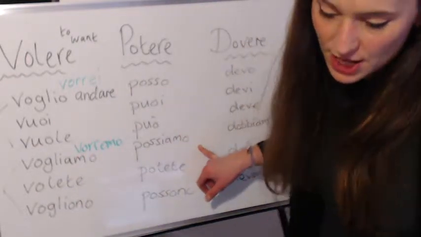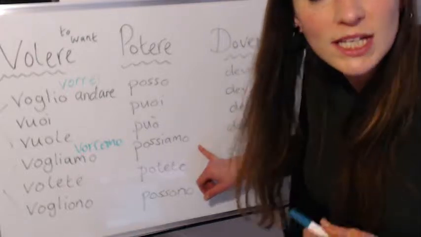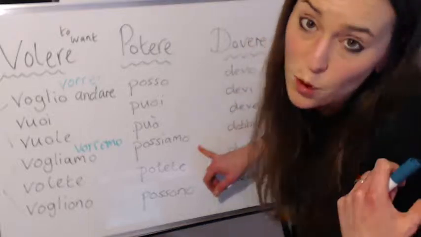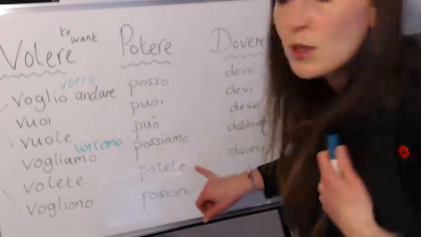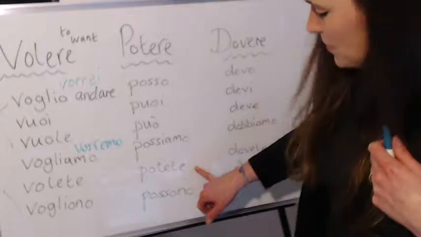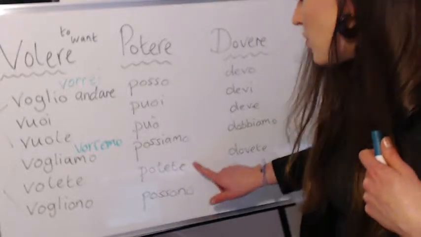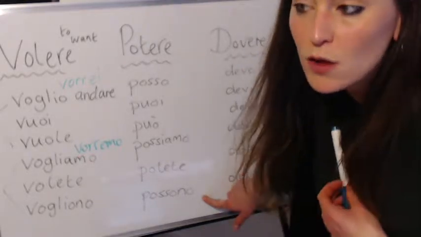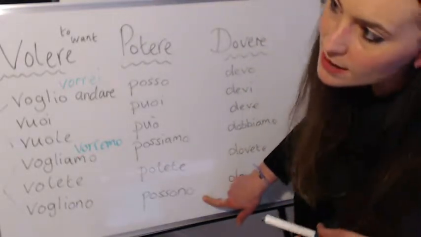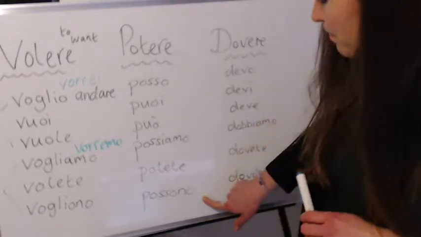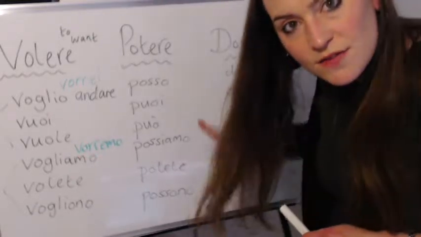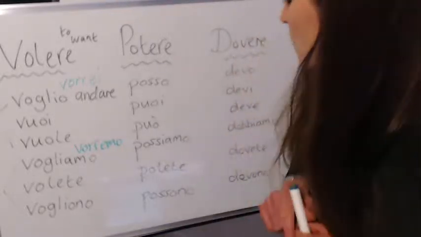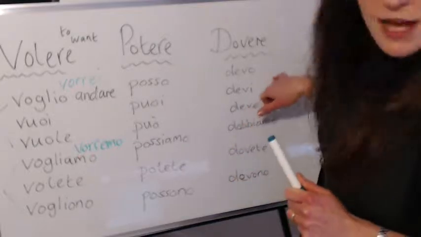Possiamo mangiare fuori. We can eat outside. Or you can make it a question by using your intonation. Possiamo mangiare fuori? Sì, potete mangiare fuori. Certamente, possiamo. So potete, possono. Possono, they can. Loro possono andare domani. They can go tomorrow. So again, you can follow any of these verbs in their conjugated form with an infinitive. Super useful. Okay, let's have a look at dovere.